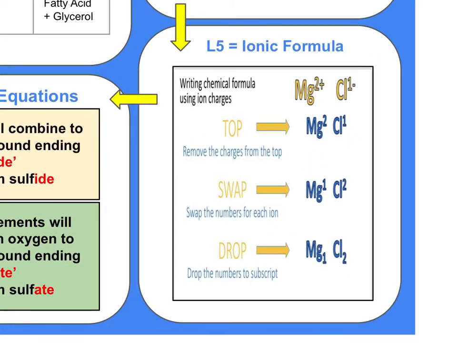Lesson 5 is on ionic formula. You'll be given a formula sheet, so you'll be given some ions. You'll be given their charges, and then we use this method called top, swap and drop. What this allows us to do is, the first step, you'll take away the charge. The second step, you'll actually swap those numbers. So 2 goes to chlorine, 1 comes to magnesium, and then we drop them down. So if this was written on a line, the numbers would be going through that line.